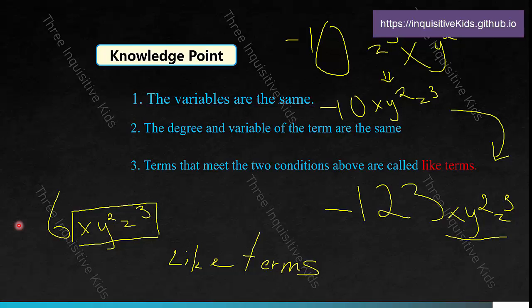See if you can switch those factors up a little bit until you can get them to look the same as the others. So these are called like terms. Pretty nice so far, right?